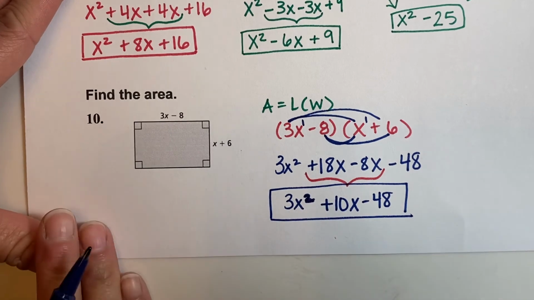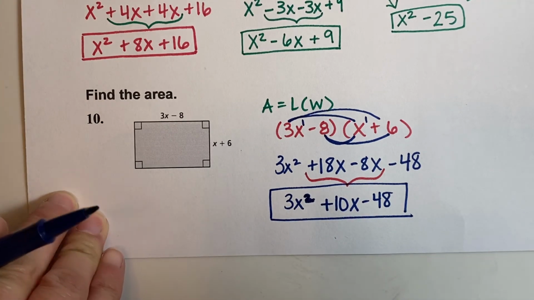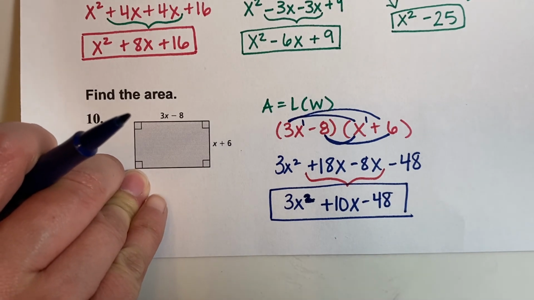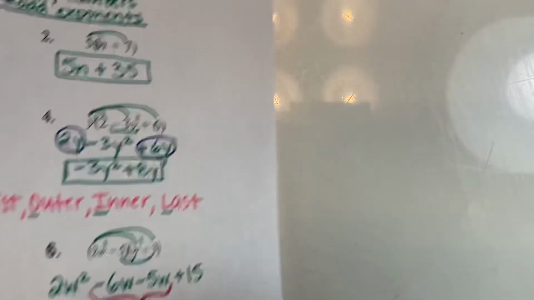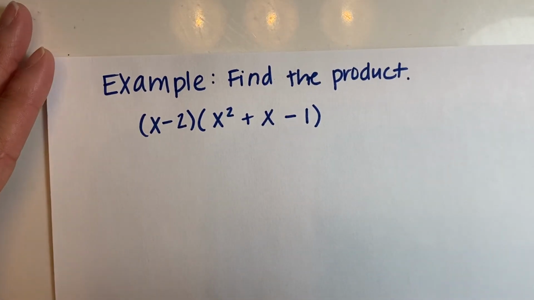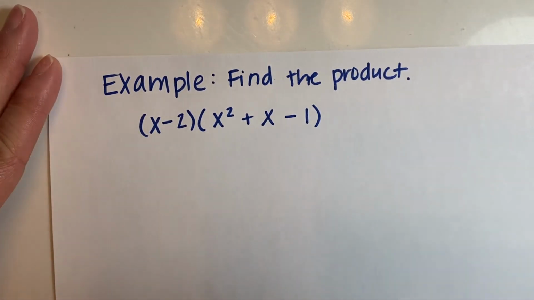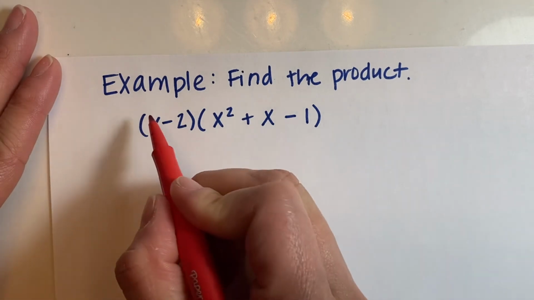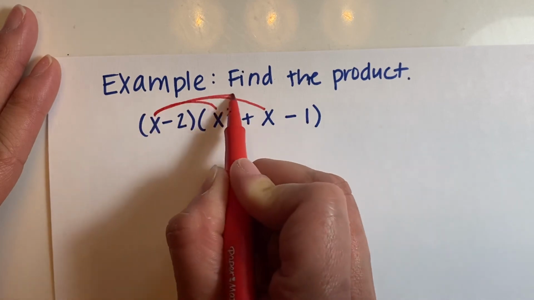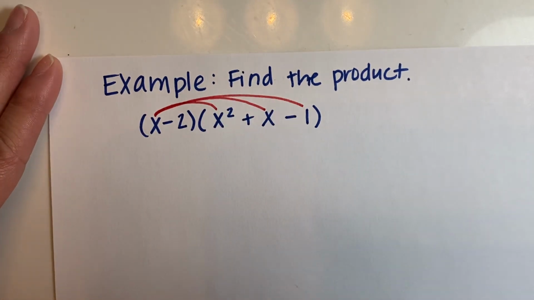And the very last example I do want to go over is a binomial and a trinomial. So when I have two terms and then I multiply it with something with three terms. So here's the last example. If I have x minus 2 and I multiply that all by 3 terms, I'm just going to take the first term and multiply it with every single term inside the parentheses first.